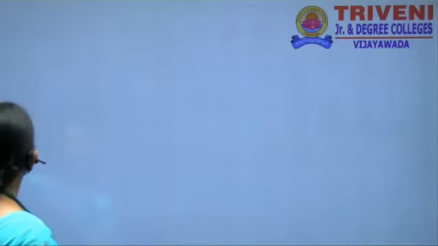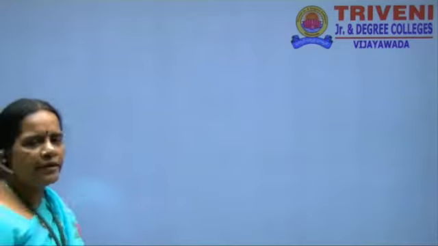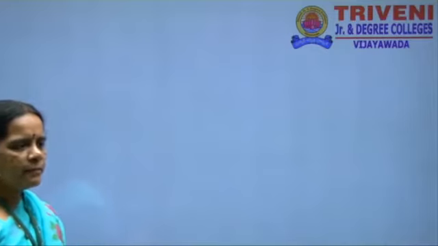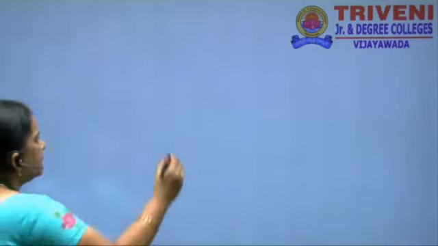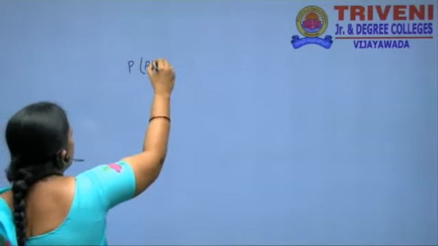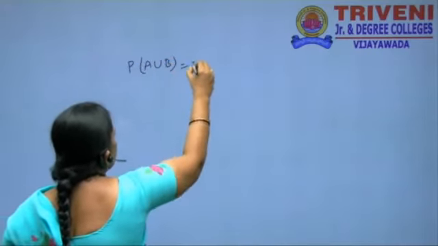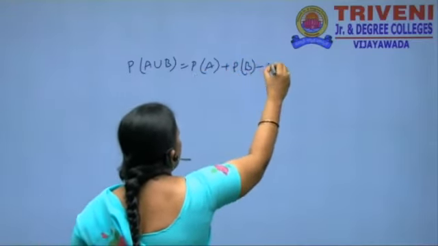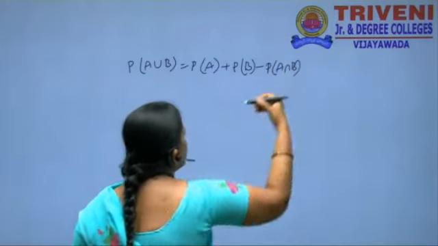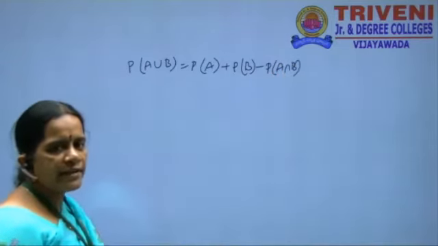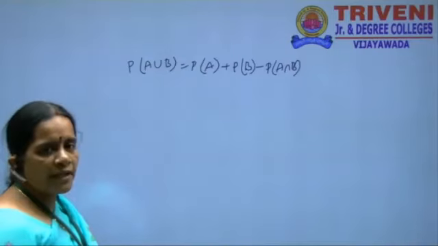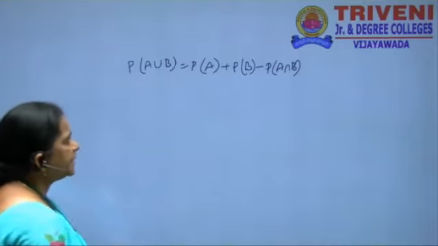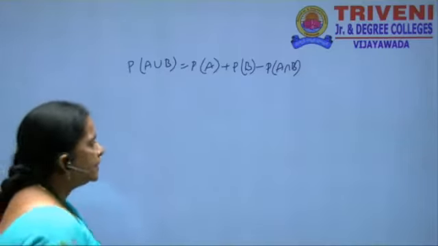This is the problems in Bayes theorem. In this probability, we have to know the theorems of addition theorem, multiplication theorem and Bayes theorem. We just recall the theorems once again. Addition theorem: P of A union B is equal to P of A plus P of B minus P of A intersection B. Here A and B are two events in a random experiment. This theorem we will prove in two cases.